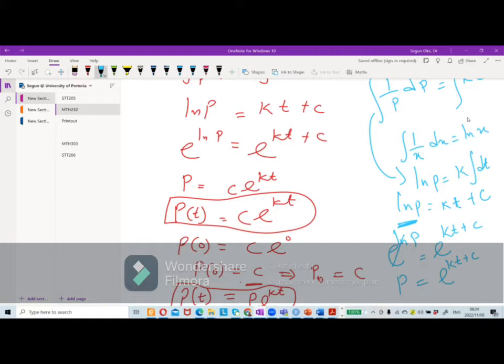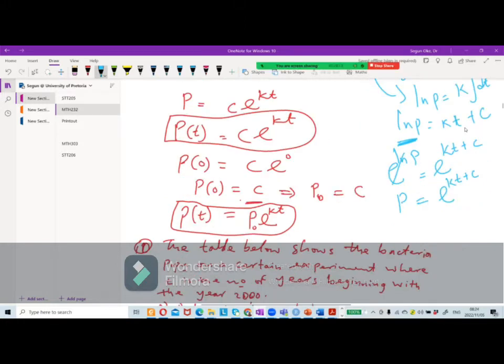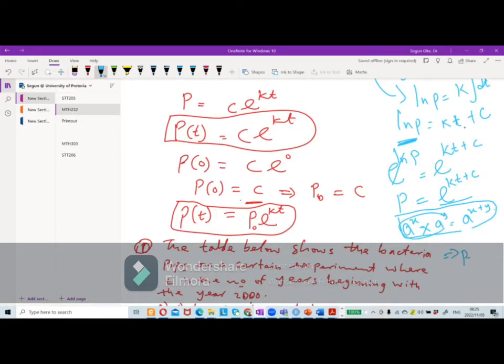But mind you, we have a law that says, according to the law of indices, a raised to power x multiplied by a raised to power y is the same thing as a raised to power x plus y. Then I use this principle here. So it simply means this is e raised to power kt plus c. I can write it in this format: P is the same thing as e raised to power kt times e raised to power c.